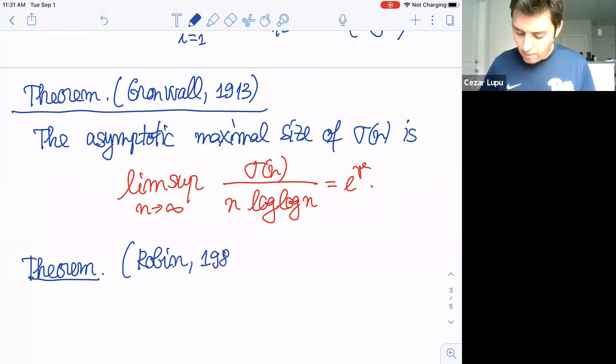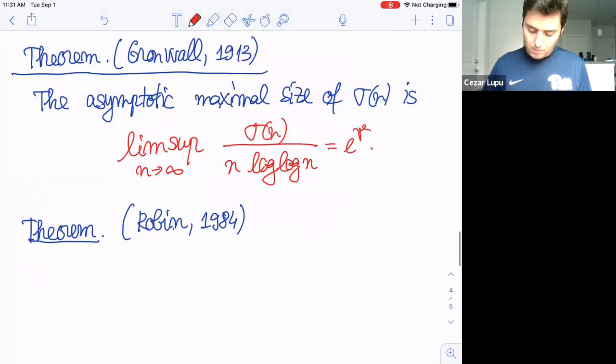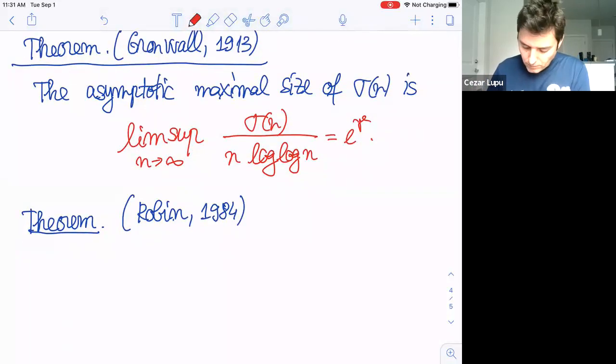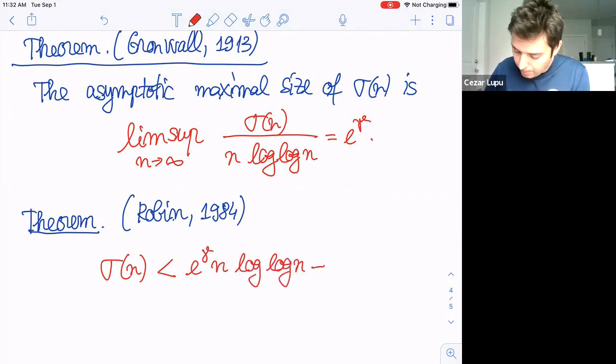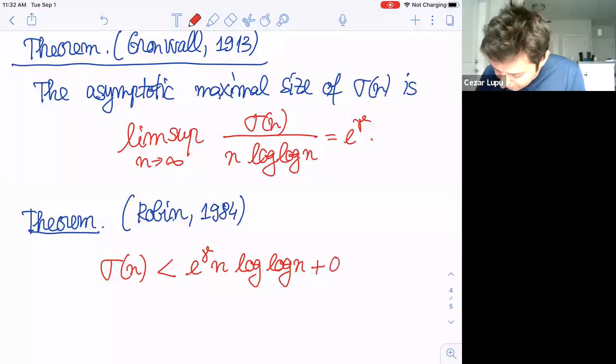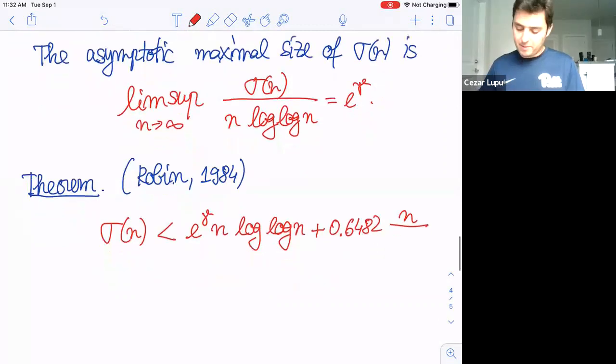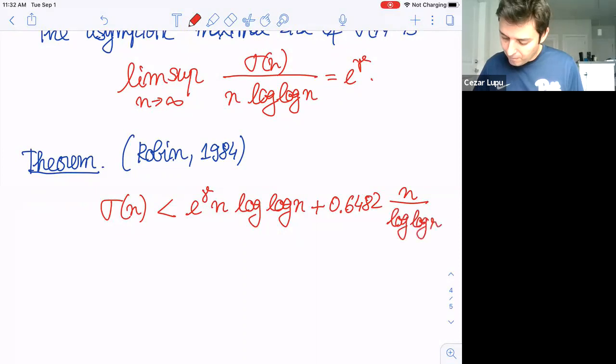Robin, 1984, and he proved two things. He proved that sigma of n is less or equal than, and you will see that we will have this error term, e to the gamma n log n, plus this number 0.6482 n over log n, for all n greater or equal than 3.